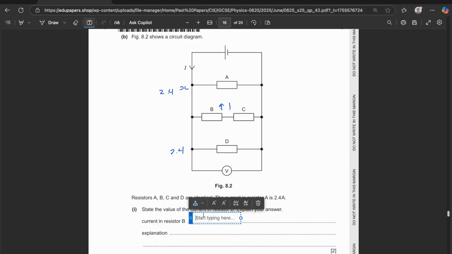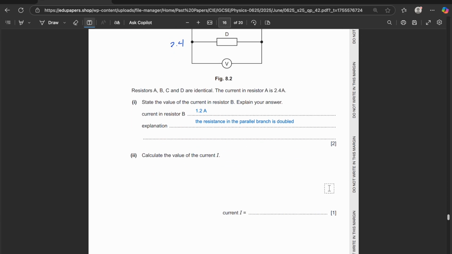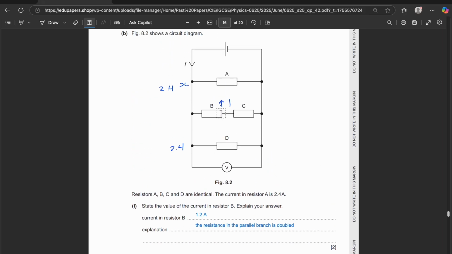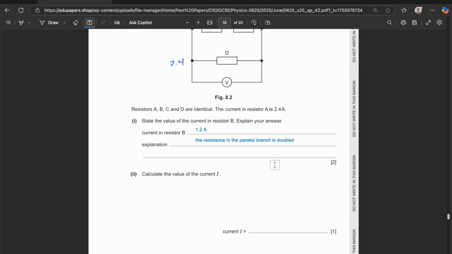You can say 1.2 amperes because the resistance in the parallel branch is doubled. To calculate the value of the current I, you can just add all these: 2.4, 2.4, 1.2, that will be 6.0 amperes.